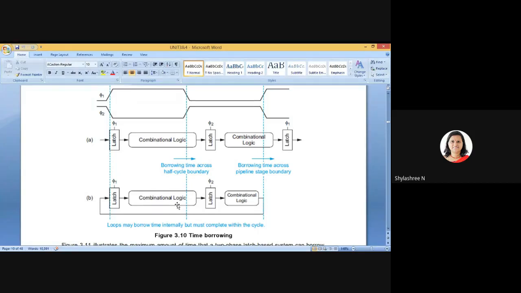So if the first half cycle takes too much combinational logic, you can borrow the time only from the next half cycle or the neighboring house. You cannot ask for the second clock cycle. Are you getting it? The entire path must fit in only one clock cycle. Are you getting this concept?